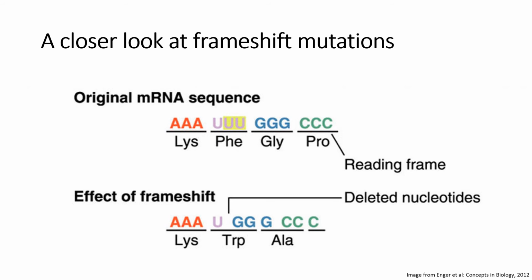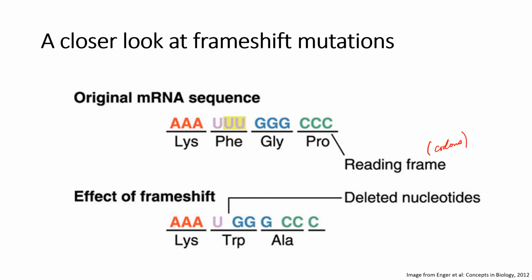Okay, here's a closer look at frame shift mutations. Here's my original mRNA sequence, AAA, UUU, GGG, CCC, coding for the amino acid sequence lysine, phenylalanine, glycine, and proline. This is the reading frame. In other words, the codons that are being read.